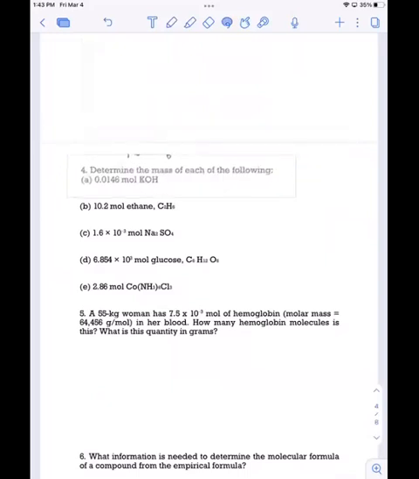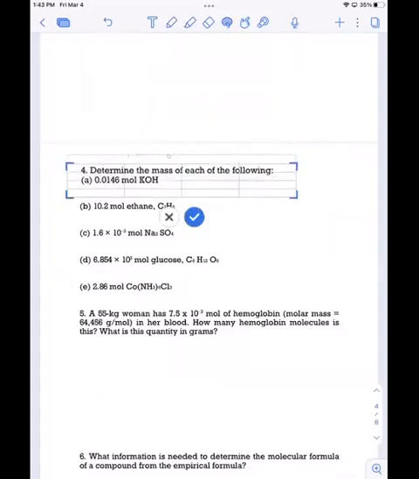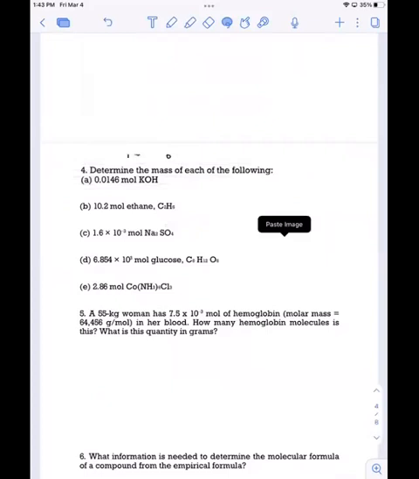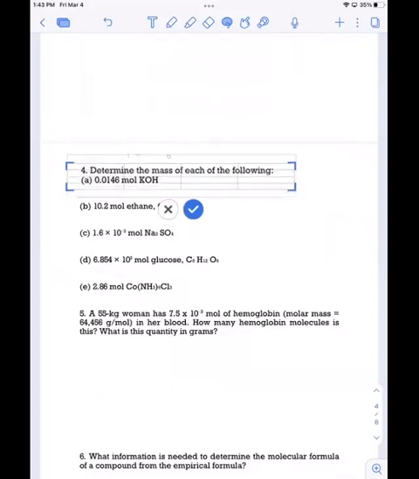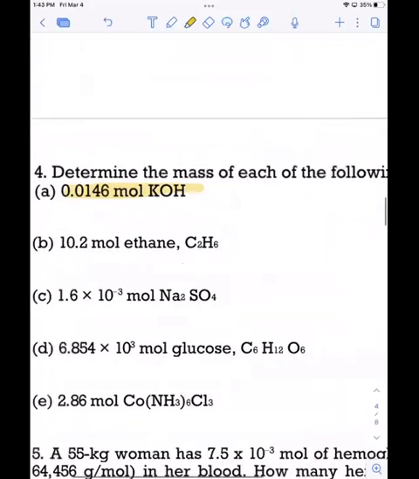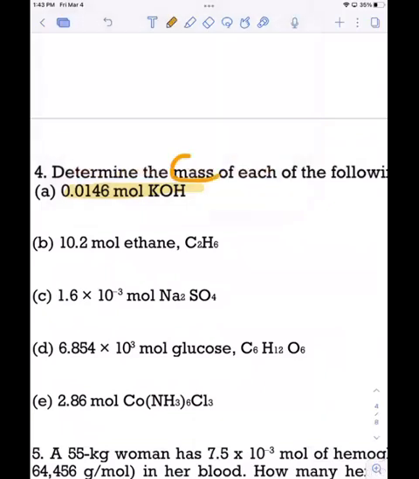All right, so it's asking us, this is familiar, we know how to do this, right? All we're doing here is manipulating the relationship between grams and moles. That's it. So it says determine the mass of each of the following, and it gives you moles of KOH. What do we need if we want to go from moles to grams? It's asking us to find the mass, so that's in grams. And it's giving us moles.